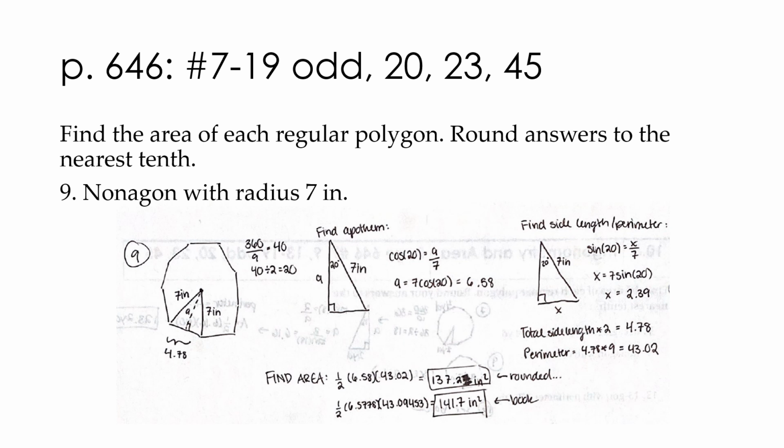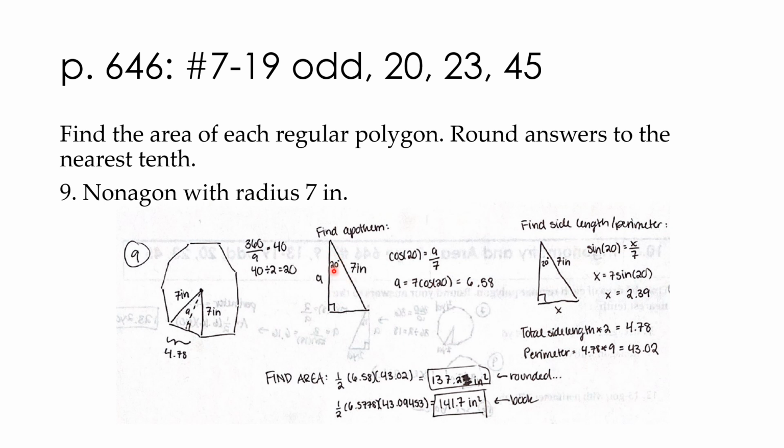Number 9 is a nonagon, so that's 9 sides with a radius of 7 inches. So again, just use your imagination, pretend this is a regular nonagon. Here are my radii of 7 inches with my apothem drawn in there. So remember, I'm going to do 360, split it up into 9 parts, and that gets me 40 degrees in this whole angle formed by both radii. But when the apothem splits it in half, 40 divided by 2 is 20, so I have a 20-degree angle formed by the apothem and the radius.